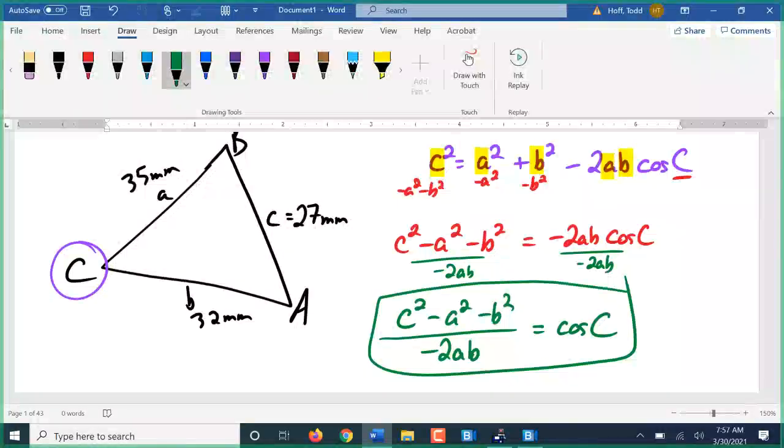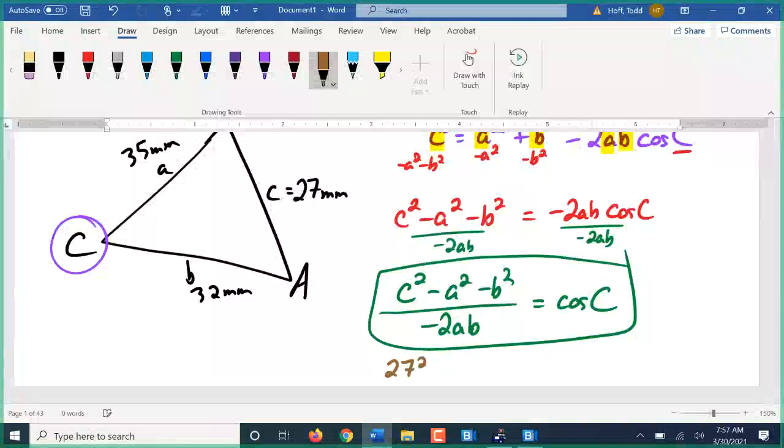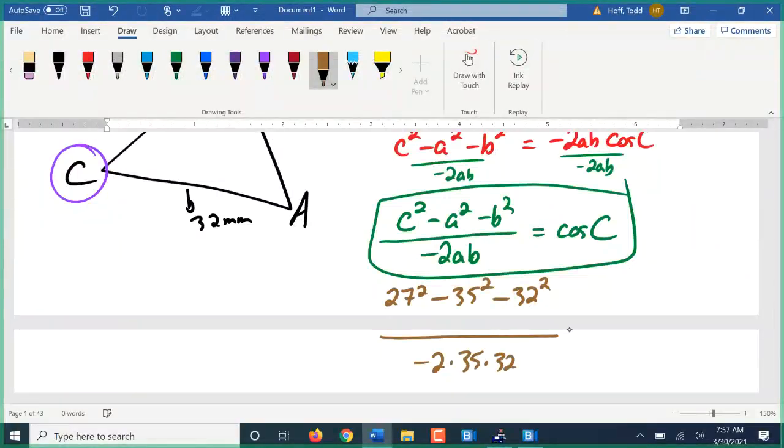So what we can do now is put in our sides. Side C is 27, so it's 27 squared, minus side A of 35, so 35 squared, minus B of 32, that's 32 squared, over negative 2 times A of 35 times B of 32 equals the cosine of angle C.